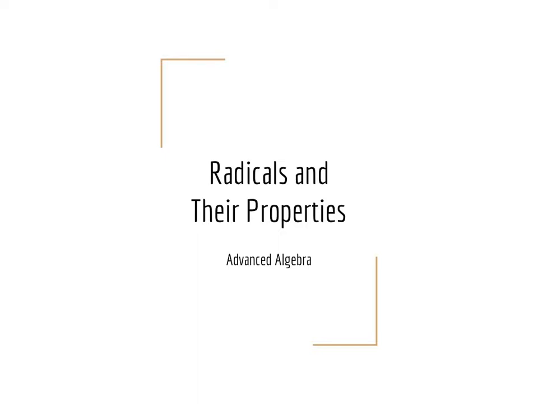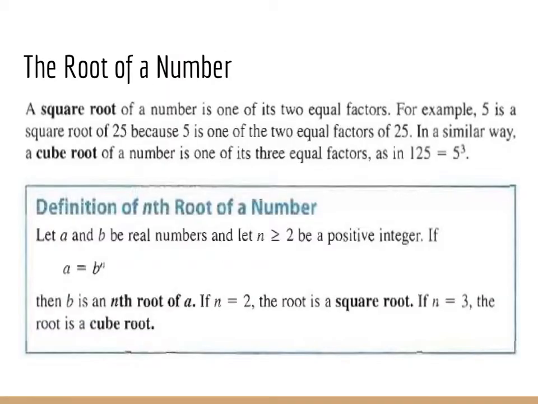In this video, we will begin to explore radicals and their properties. The root of a number. A square root of a number is one of its two equal factors. For example, 5 is a square root of 25 because 5 is one of the two equal factors of 25. In a similar way, a cube root of a number is one of its three equal factors, as in 125 is equal to 5 cubed.